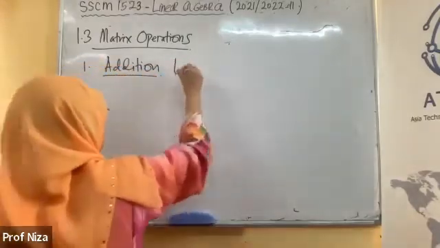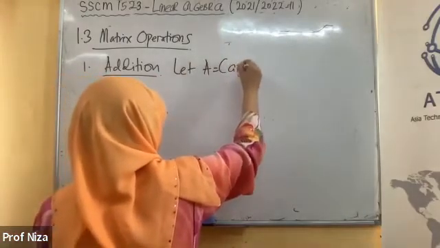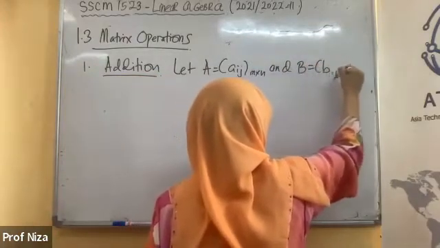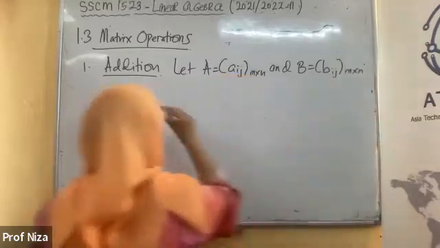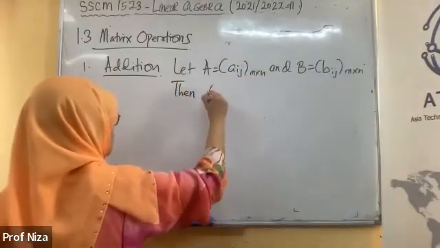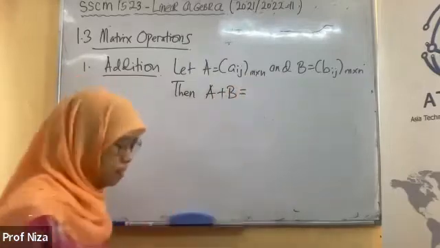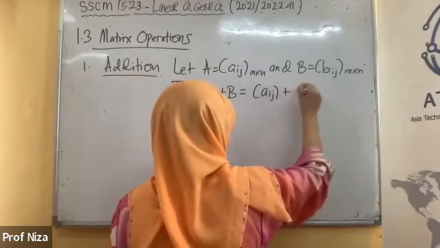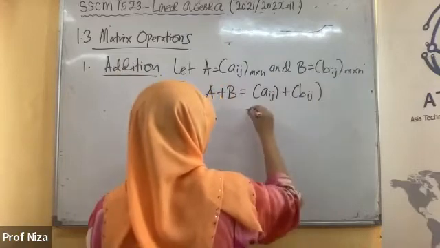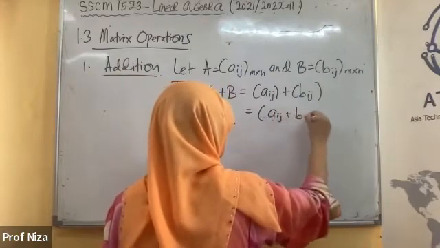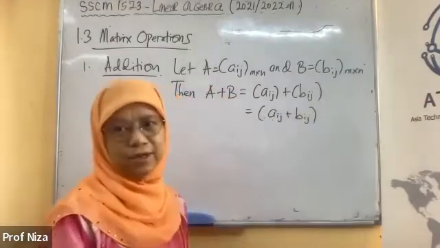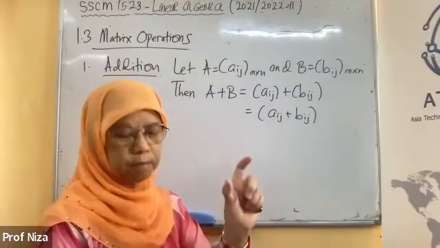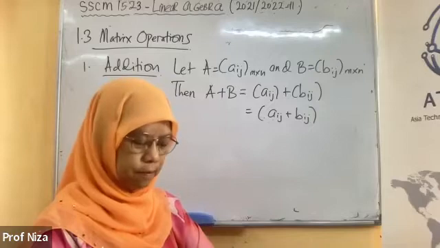So let A = [Aij], m by n, and B = [Bij], m by n, then A plus B is just adding Aij plus Bij, and what you do is adding the corresponding entry. Okay, you add the corresponding entry. So they have to have the same dimension.